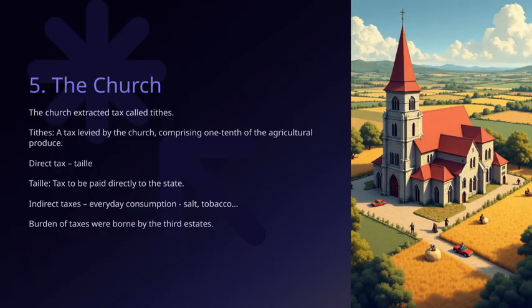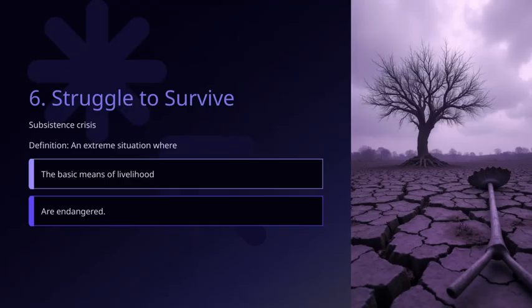Now let's turn our attention to a very critical issue: the struggle to survive. Specifically, we're talking about a subsistence crisis. So what exactly does that mean? Well, a subsistence crisis is an extreme situation where people's basic means of livelihood are at risk or even completely endangered. It's not just about economic downturns, it's about the very foundation of survival, food, water, shelter, being threatened.